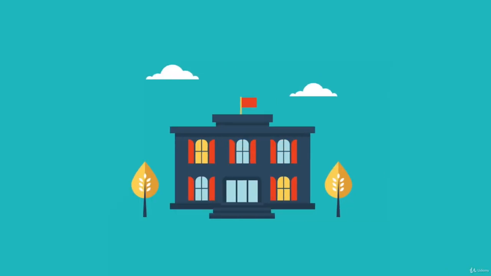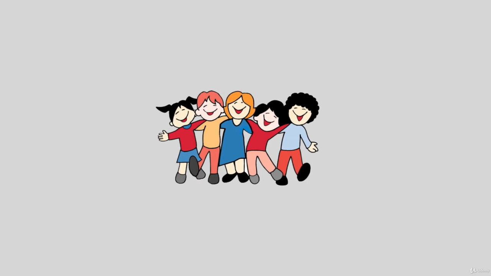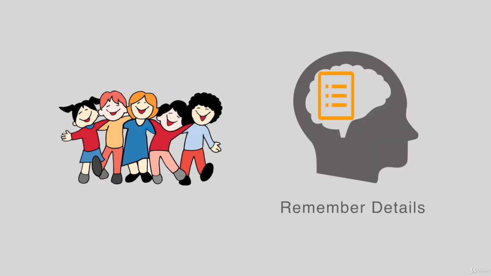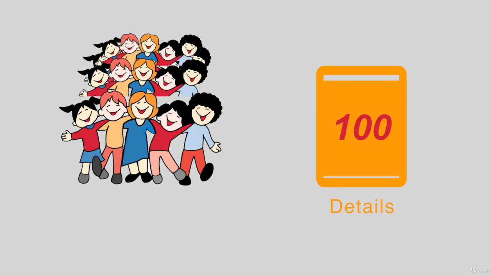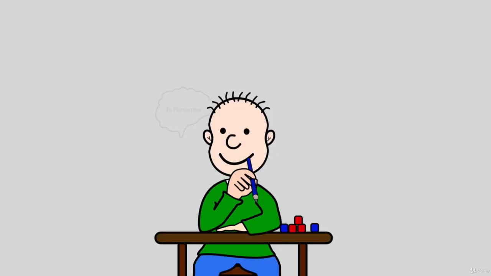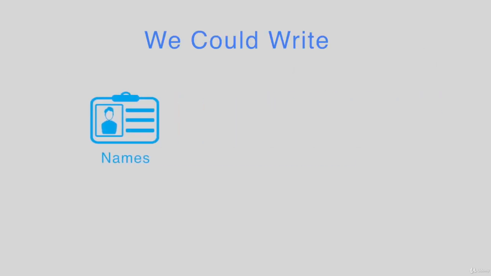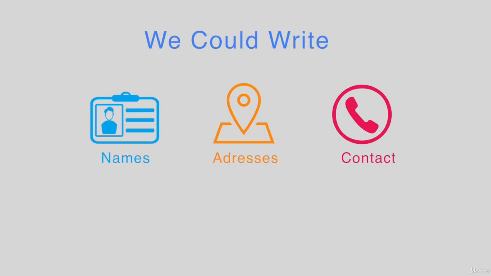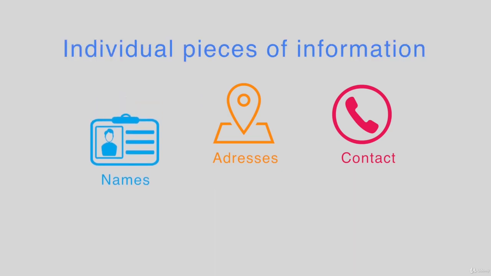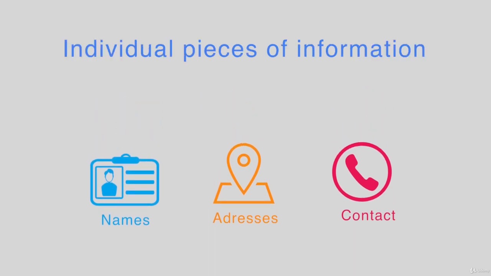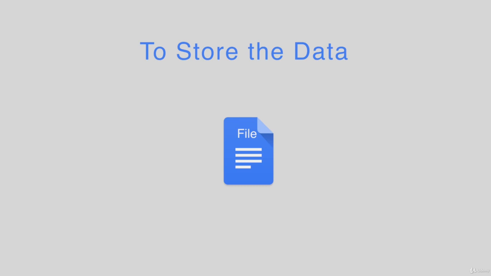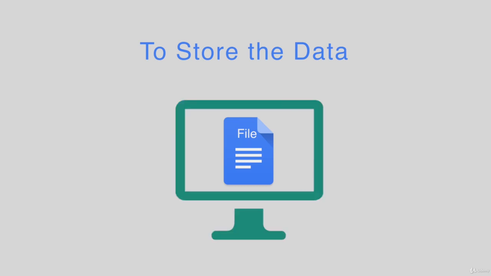Let us go back to our schooling days. We all had friends in our school, right? If we had a few friends, we could remember their details. But if we had hundreds of friends, then what should we do to remember all their details? We could write the details like names, addresses, contact numbers, and so on in a file. These individual pieces of information that we collect are called data for friends. Here, we can use a file to store the data in a physical form or on a computer.